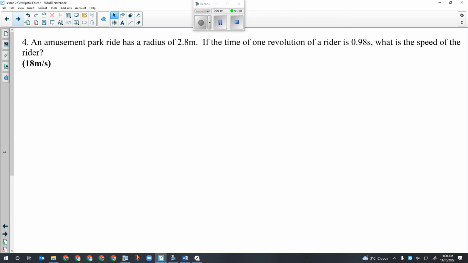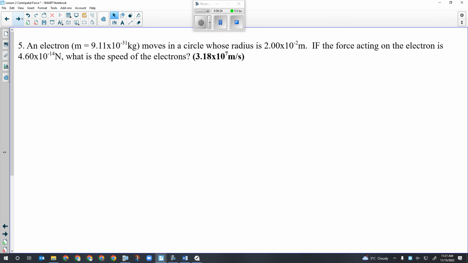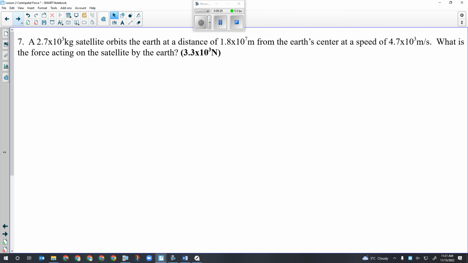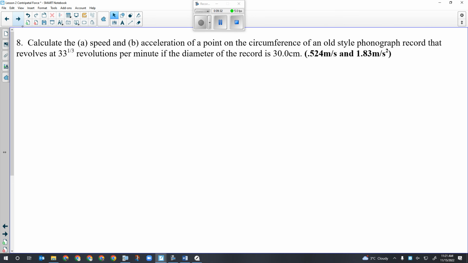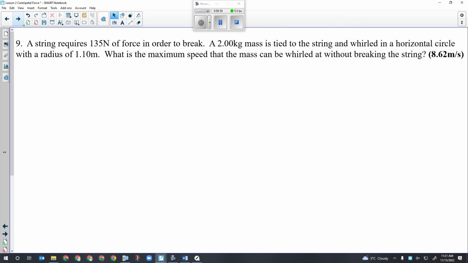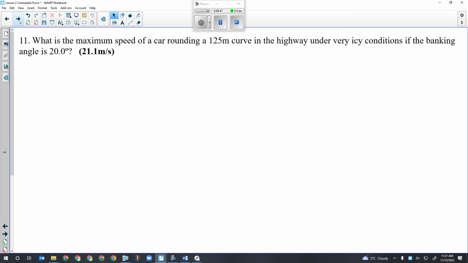One banked curve quick. Where's my banked curve quick? Where are they all unbanked? Where's my bank? There we go. There's a banked curve. Try that one. Banked curve question.